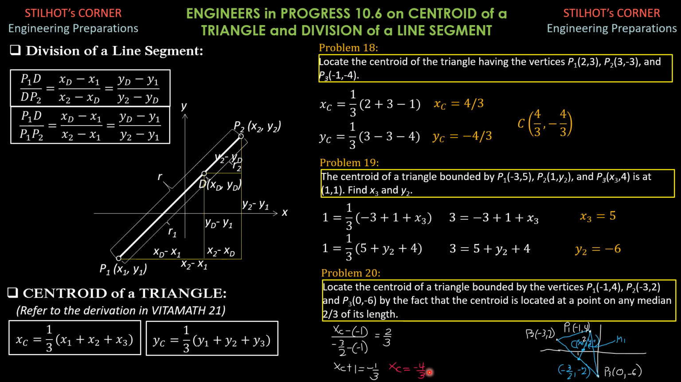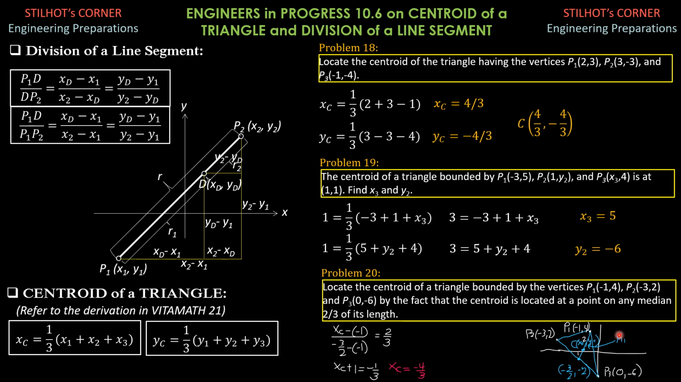And if we check, x sub c is 1/3 of negative 1 plus negative 3 plus 0. So 1/3 of negative 4 is negative 4/3, which is this. So that is for checking purposes.